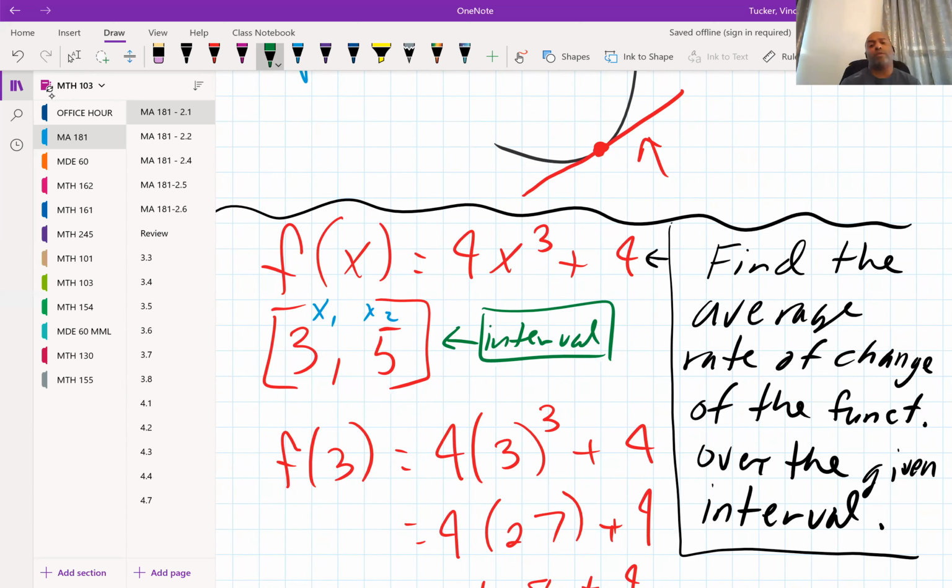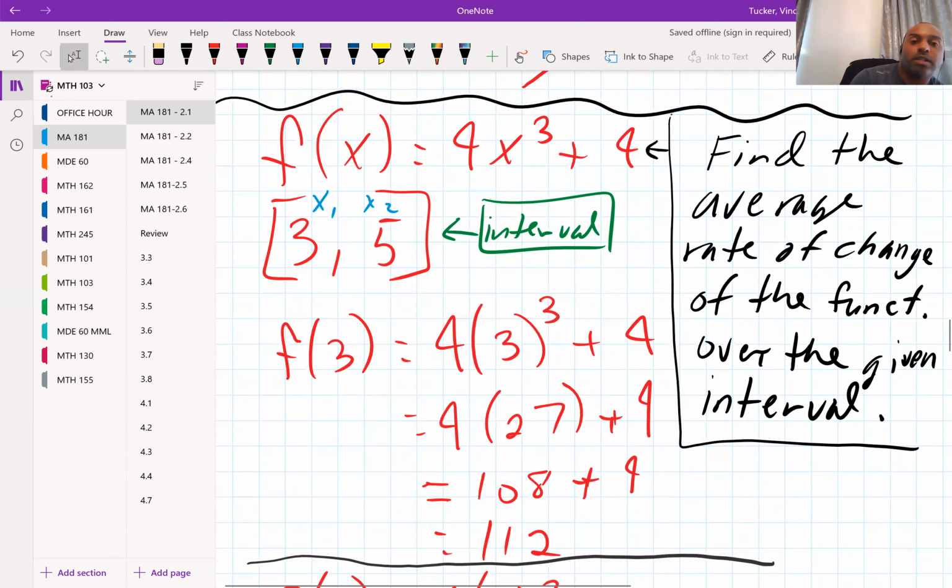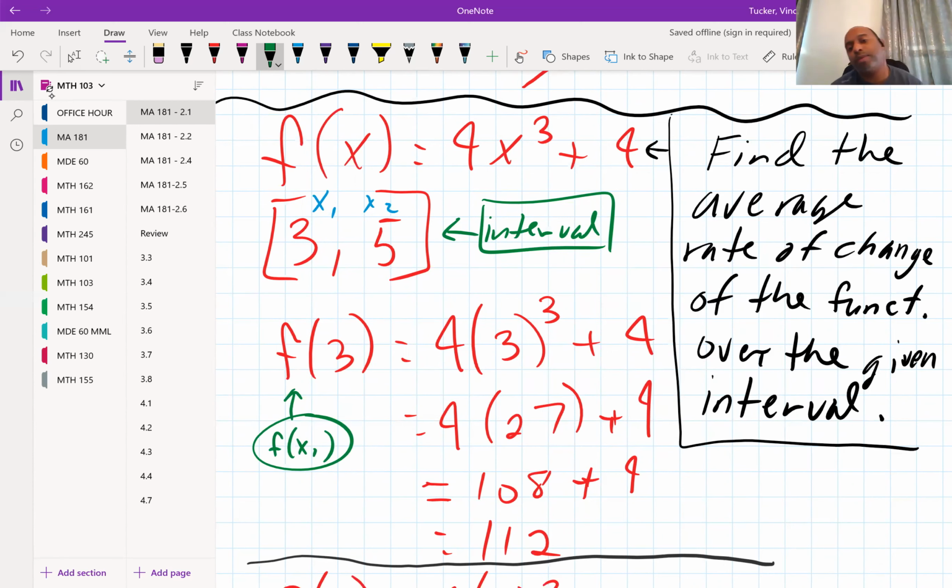All right, so we're looking for the average rate of change. Remember, what we need is the change in y over the change in x. So first we want to plug x1 into our function. That's going to be f of x1. So 4 times 3 cubed plus 4. 3 cubed is 27. 4 times 27 is 108. Then 108 plus 4 is 112.